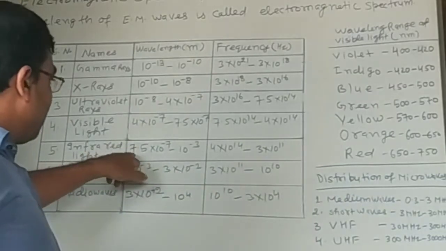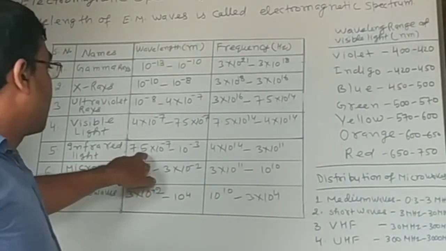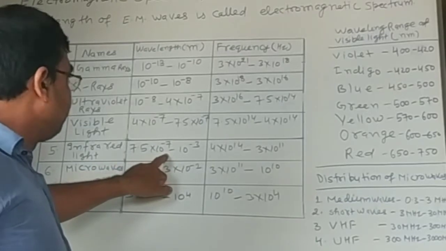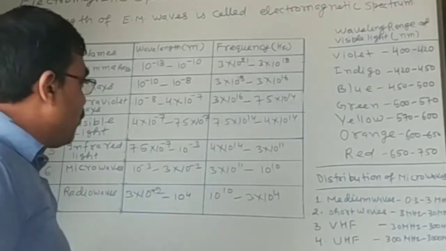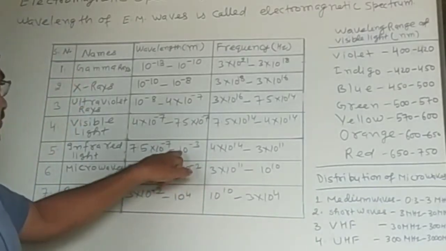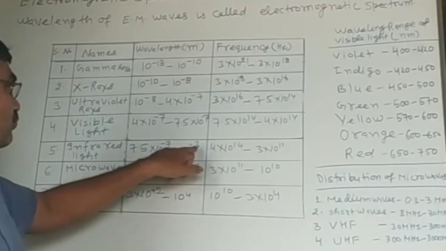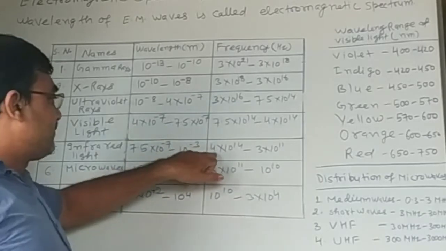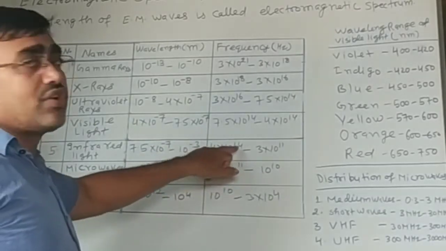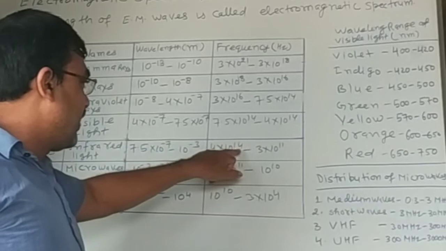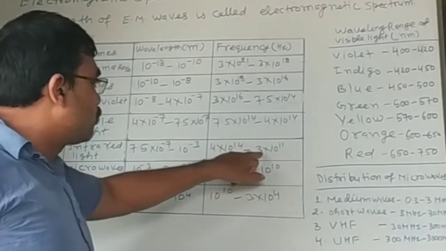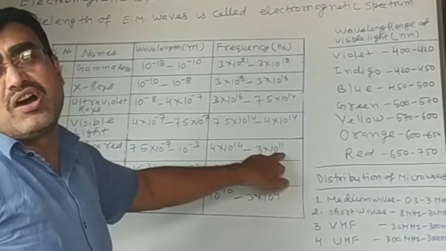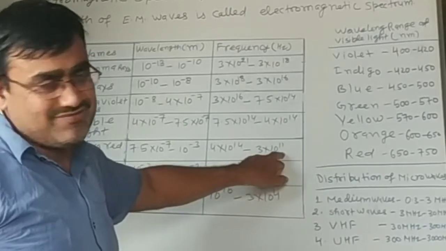Its wavelength is 7.5 into 10 to the power minus 7 meter to 10 to the power minus 3 meter, while its frequency range is 4 into 10 to the power 14 hertz to 3 into 10 to the power 11 hertz.